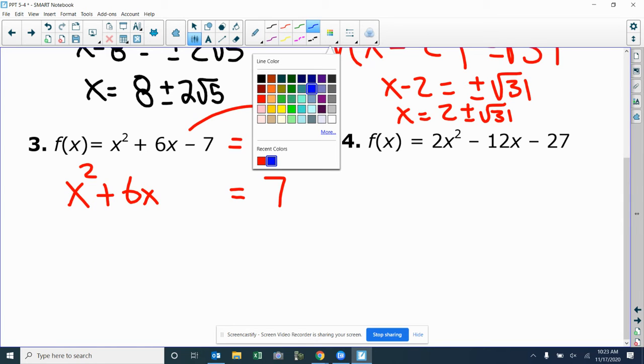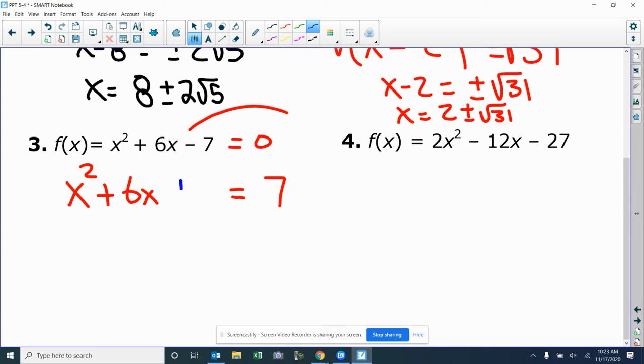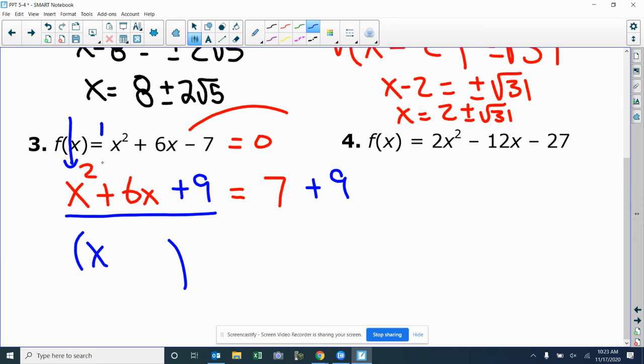Middle term 6, half would be 3, squaring would be 9. So that's what I have to add to both sides. What did I make here? A perfect square trinomial. It always factors to what? Always x, always whatever that sign is, and what? Half of that.